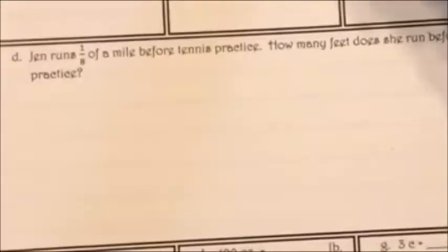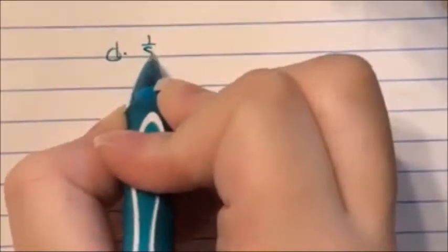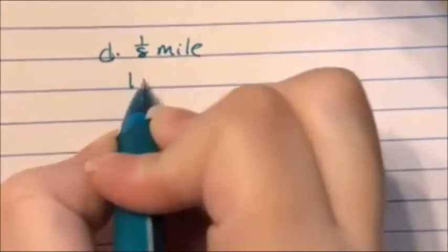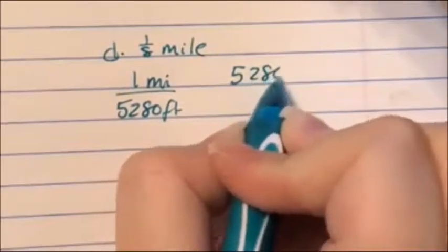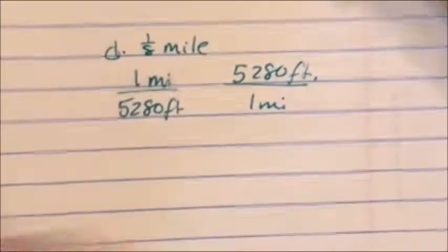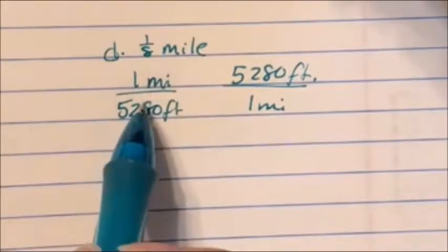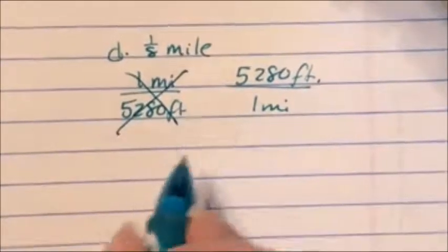Letter D says Jen runs 1/8 of a mile before tennis practice. How many feet does she run before tennis practice? Okay. So I'm going from miles to feet, so I have 1/8 mile. One mile is 5,280 feet. Okay, so I write my 2 ratios. Miles is on top, so I can't use this one. So I have to use this one.